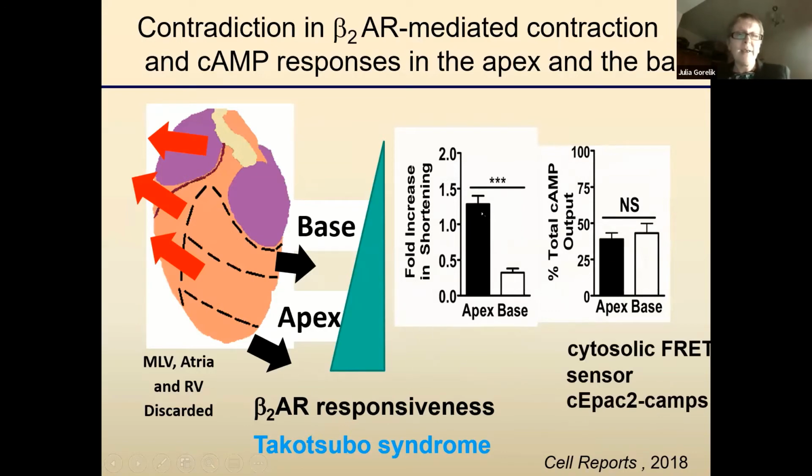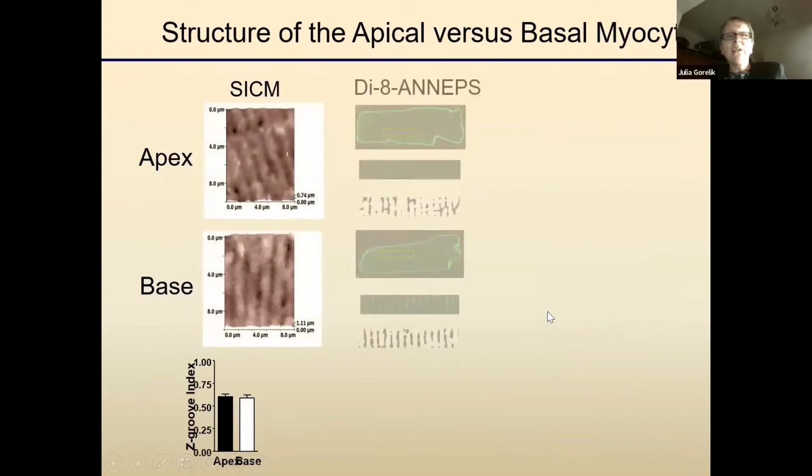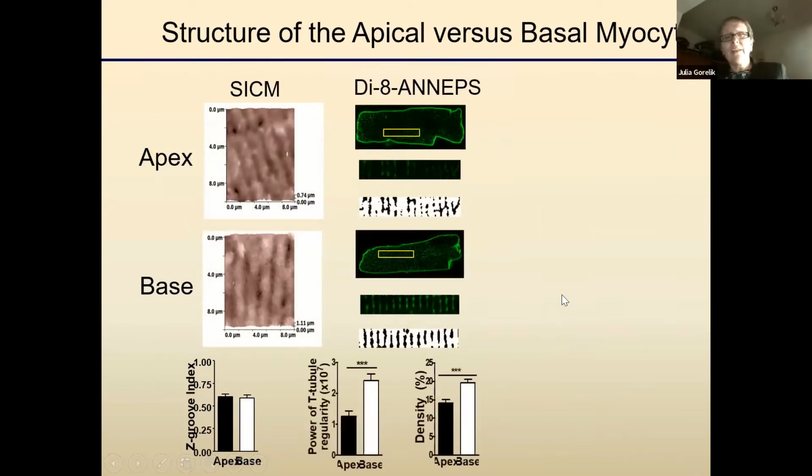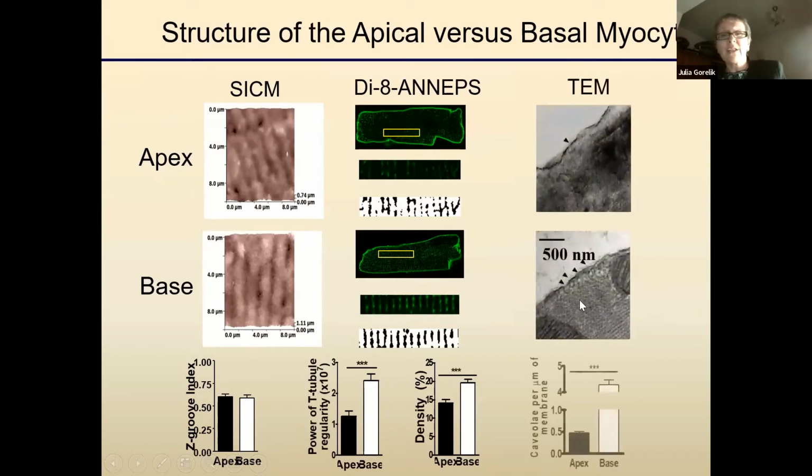And we found some sort of discrepancy in our results, because when we isolate the cells from the apex, the beta-2 stimulation increases the response compared with basal cells, but from another point of view, we didn't find any differences in cyclic AMP between apex and base. And we really started to think why, so we decided to check the structural features of the cells from apex and base.